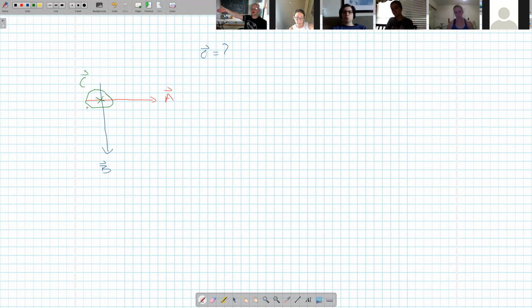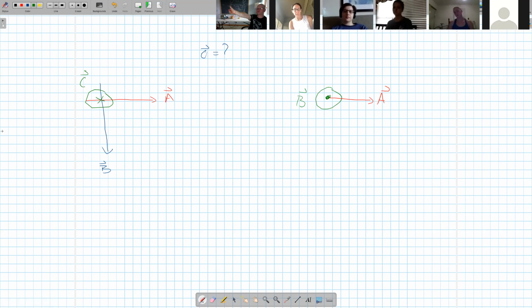So again, point your fingers in the direction of A, curl towards B, and your thumb then points in the direction of C, which in this case would be in this direction. Okay. Let's do another example. Let's now say that A points this way, same direction, but now let's say B points out of the page. So this is B. What I want to know now is, what is the direction of C? So we start off by pointing our fingers in the direction of A. So A is pointing in that direction. B would now be in this direction.